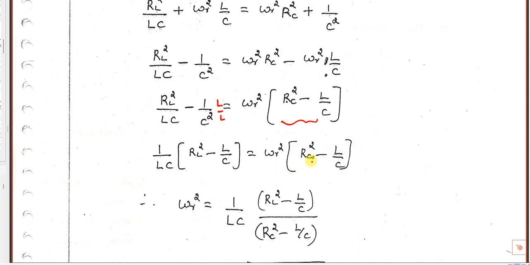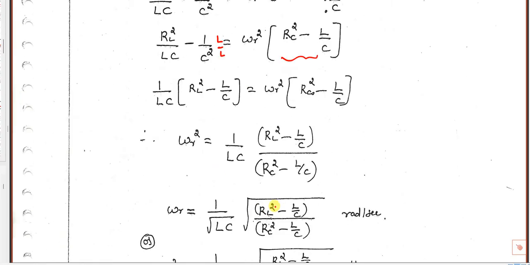So divide throughout by RC squared minus 1 by LC. So already 1 by LC is there, this much, and this divided by RC squared. So omega r square is 1 by LC, we are dividing throughout by RC squared by LC. We are left with 1 by LC times RL squared minus L by C over RC squared minus L by C. And omega r is equal to the root of this entire thing, root of 1 by LC, root of RL squared minus L by C over RC squared minus L by C.